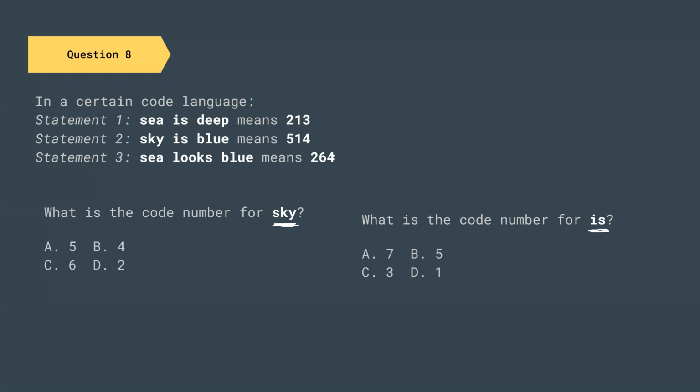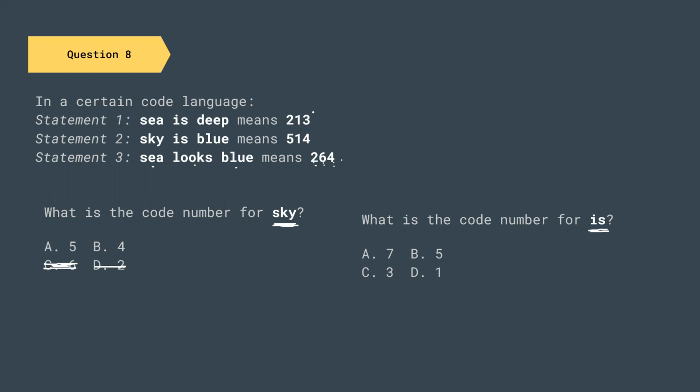If you look at statement number 3, "sea looks blue", that is encoded to 264. So 2, 6, and 4, none of them is sky. So we can eliminate these options, option number 2 and option number 6. So from 5 and 4, any one of them will be our sky. So let us try to think how we can do this.